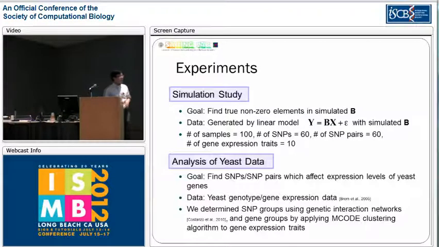And also we analyzed Yeast data, and the goal was to find SNPs or SNP pairs which affect expression levels of Yeast genes. For data, we used Yeast genotype gene expression data from Brem et al. And we determined the SNP groups using genetic interaction networks and gene groups by applying the M-code clustering algorithm to gene expression traits.